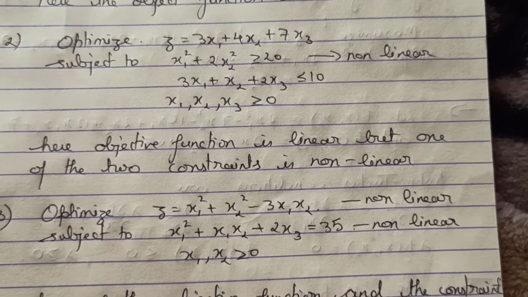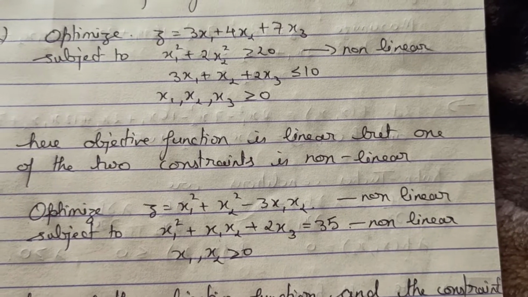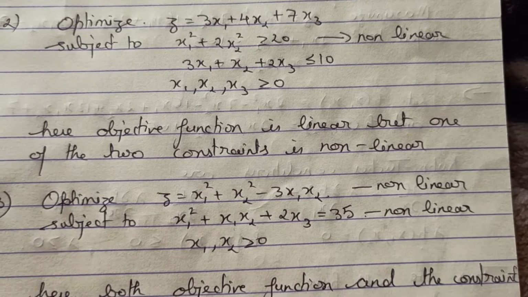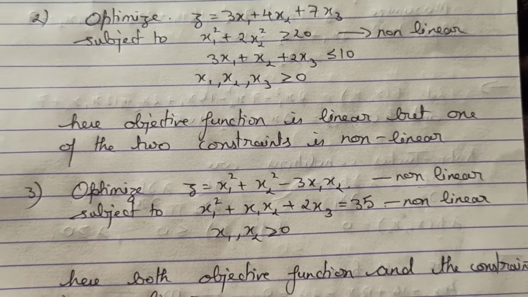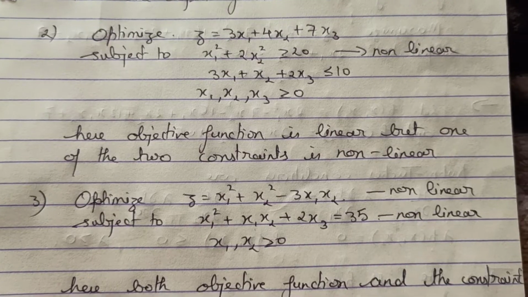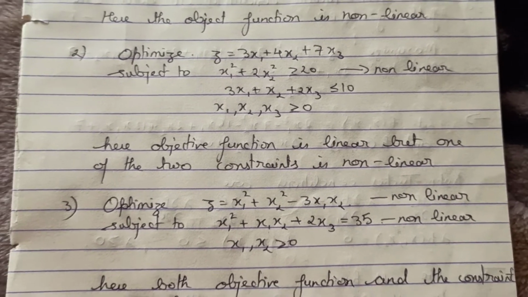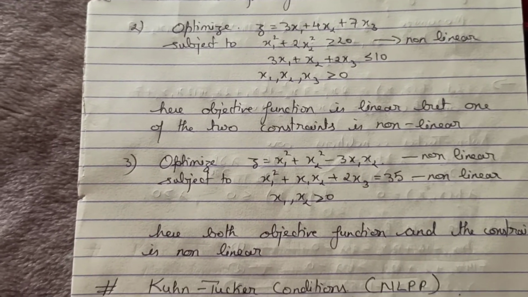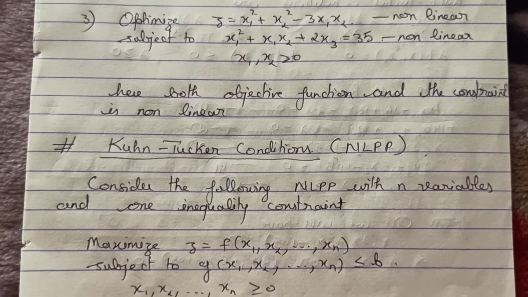Another case is possible where the objective function is non-linear, like we can see here, z is equal to x1 square plus x2 square minus 3x1 x2. And the constraint is also non-linear, x1 square plus x1 x2 plus 2x3 is equal to 35, right? So here the objective function and the constraint both are non-linear. So if we want to solve these kinds of problems, we will use Kuhn Tucker conditions. Okay, we'll use Kuhn Tucker conditions for non-linear programming problems.